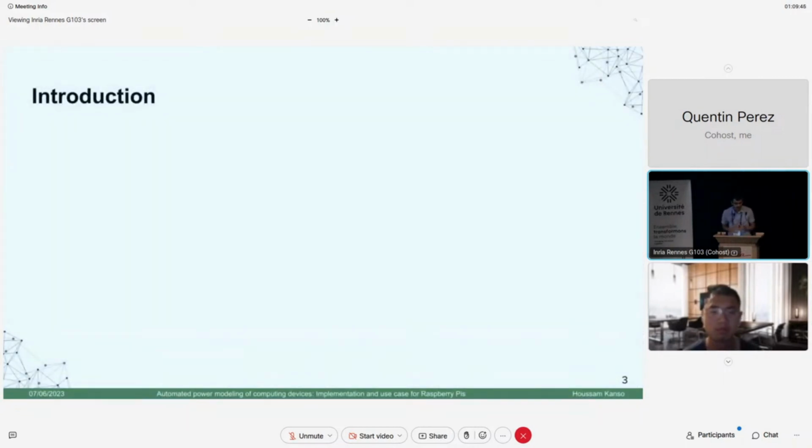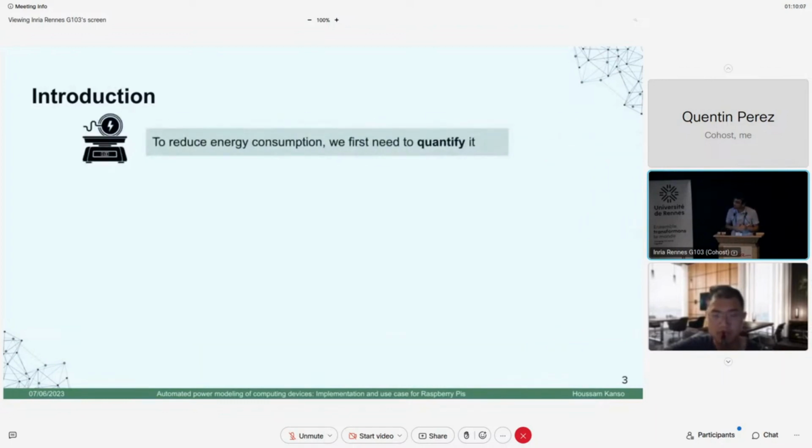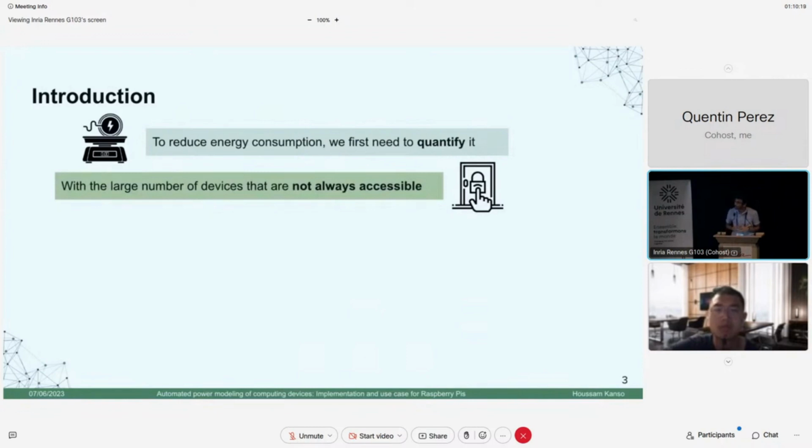So to start with the introduction, I will point to two things that my two previous colleagues already said. Chantal said that it's quite difficult to measure. And Gael said, we saw that if we don't measure, we don't know what is really happening. So the first step towards reducing the energy consumption, in my opinion, is first to be able to quantify how much energy each device is consuming. This is quite difficult because we don't always have access to these devices. So sometimes devices are not accessible physically.